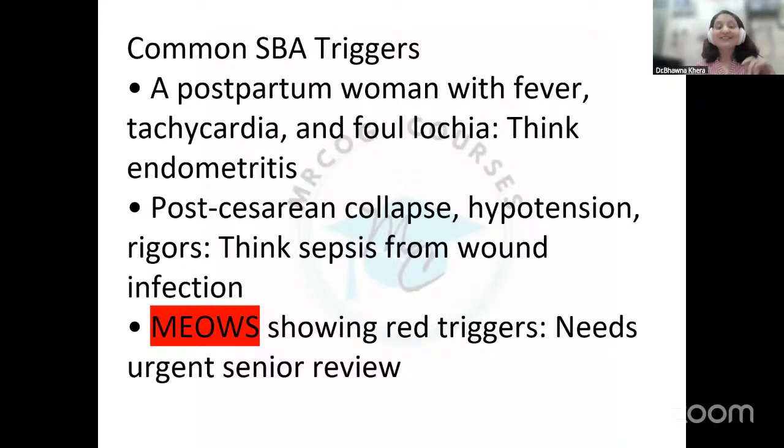So, endometritis. Post-cesarean collapse, hypotension, and rigors. Post-cesarean, the patient collapses, rigors is there, specifically rigors, an unwell patient with rigors. This is wound infection. Think about wound infection. MEOWS showing red triggers needs urgent senior review. Okay, these are the trigger points. These are the keywords which you can have in your exam, so be very careful of this. Key points are important both for Part 2 and Part 3 students.